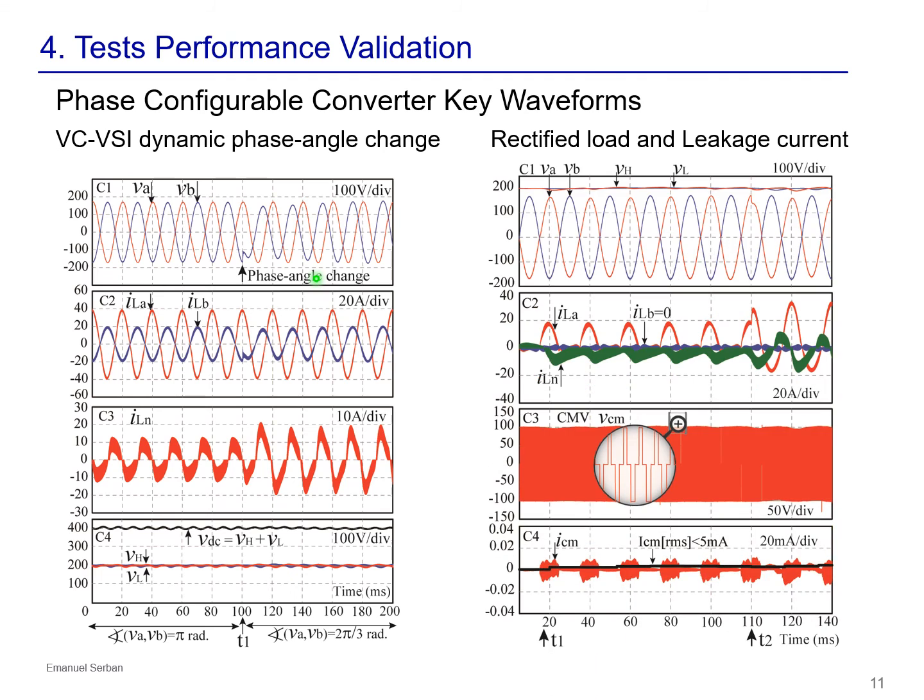In the right-hand side figure, the converter operation under rectified load is shown, one of the worst-case scenarios. The common mode voltage is analyzed and is low, and its generation is below the 5 milliamps for standard compliance.